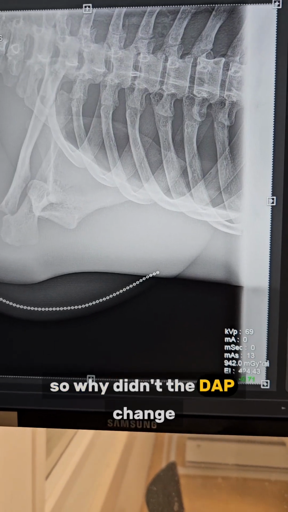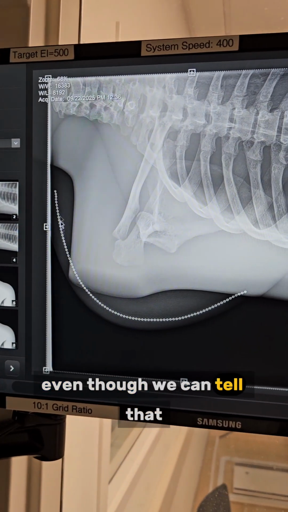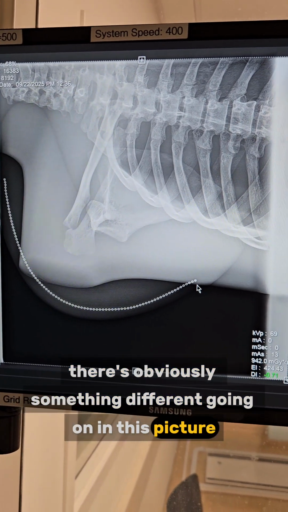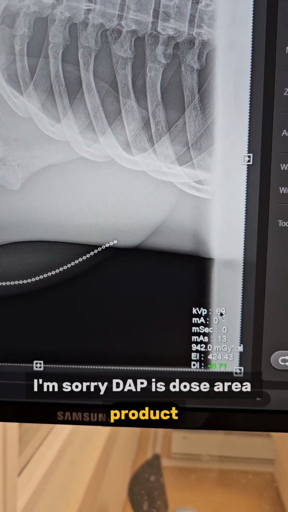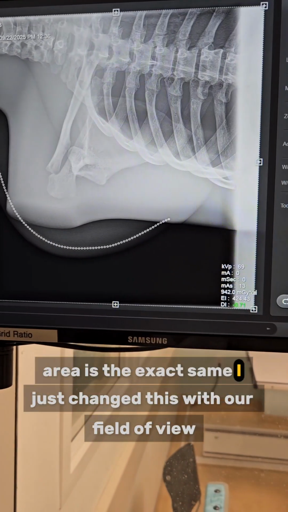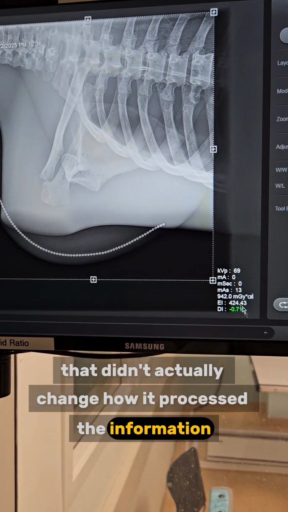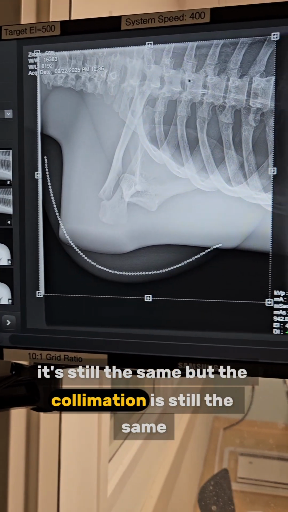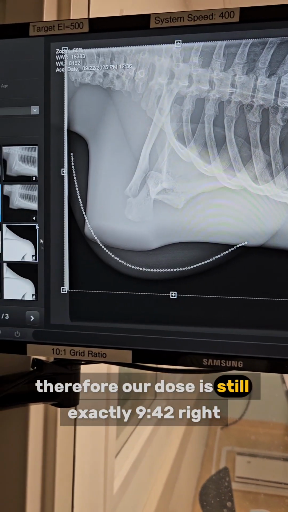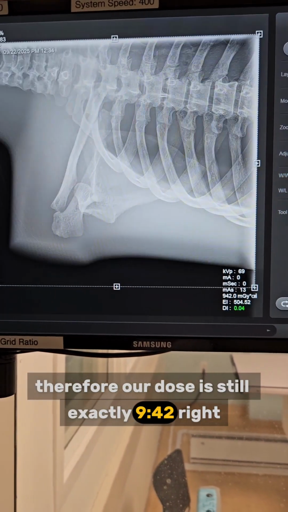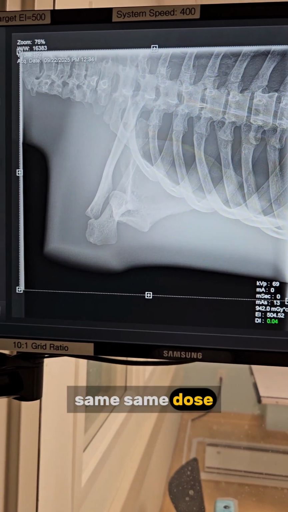So why didn't the DAP change? It literally is the exact same DAP, right? Even though we can tell that there's obviously something different going on in this picture. Remember, DAP is dose area product. Area is the exact same. I just changed this with our field of view. That didn't actually change how it processed the information. The collimation is still the same and the technique is still the same. Therefore, our dose is still exactly 942, right? See the difference? This one does not have the boomerang, same dose.